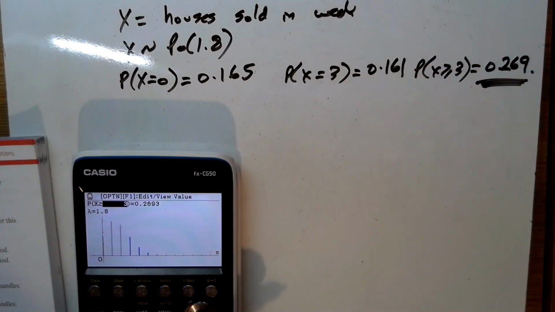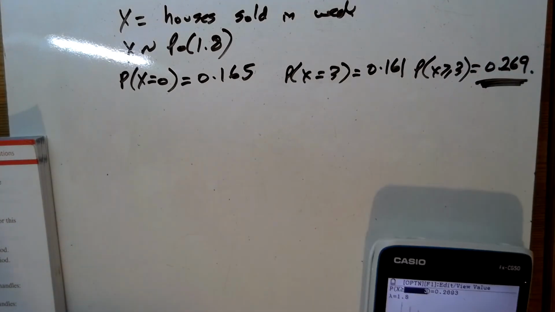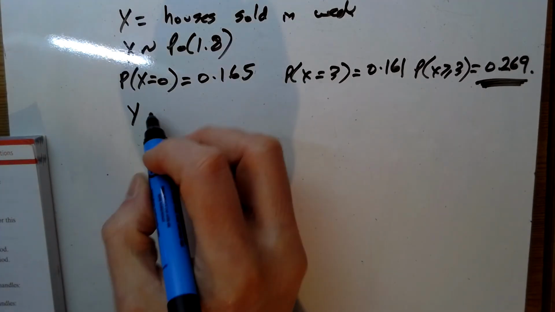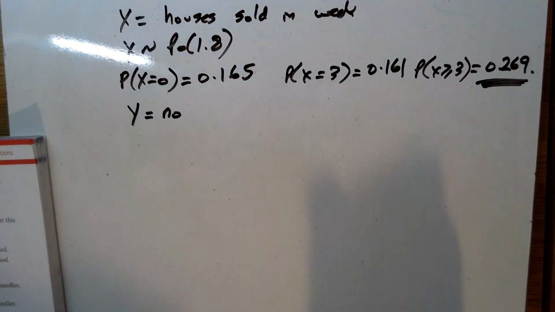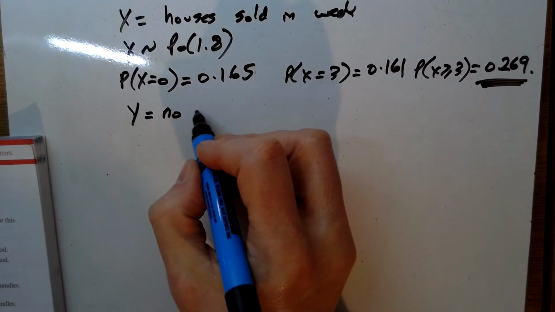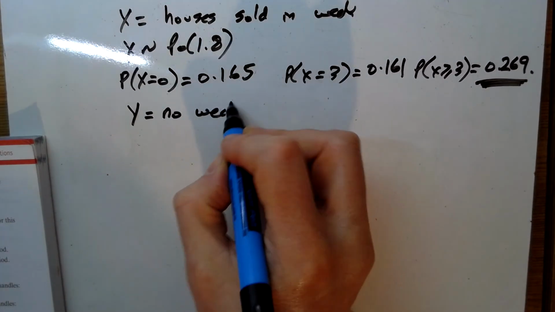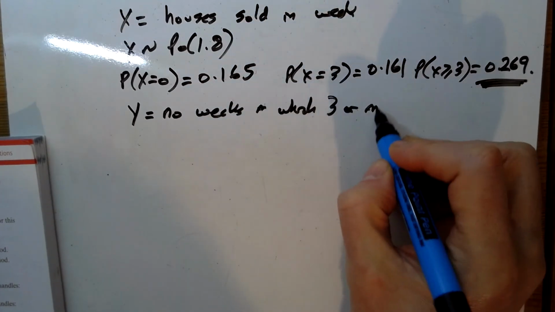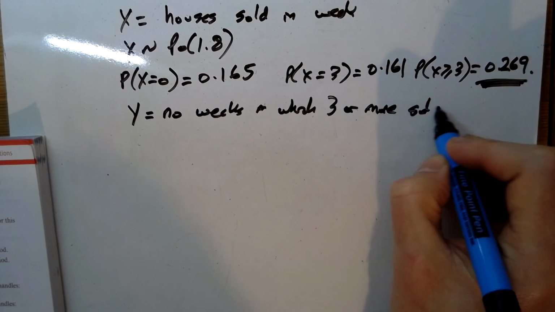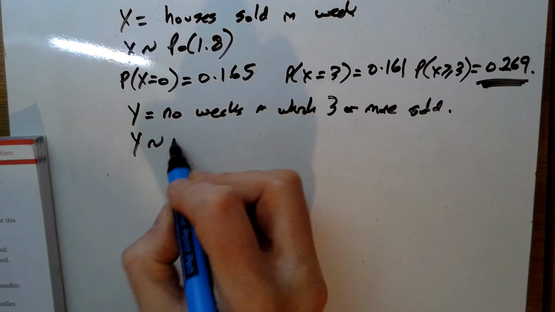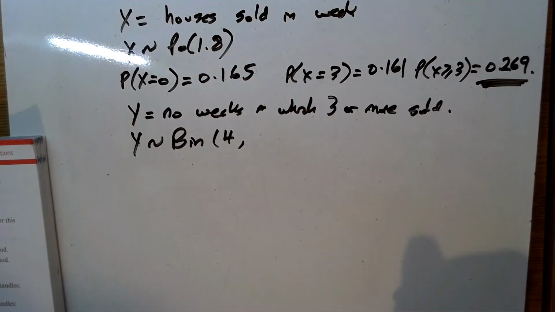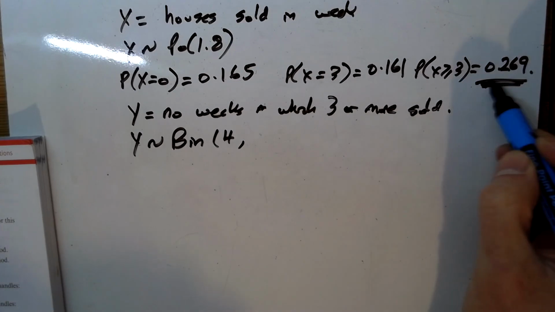This is what we're being asked to do in part B. We want to sell more than 3 houses. But they're going to say, well, in 4 weeks, how many times does she sell more than 3 houses? So X equals the number of weeks in which 3 or more houses sold. And this time we're actually into a binomial distribution because we know that there's 4 weeks, and we know the chance of winning that week. Well, winning that week is this value here.